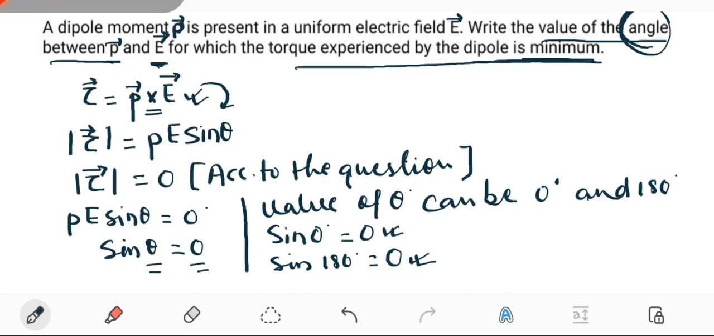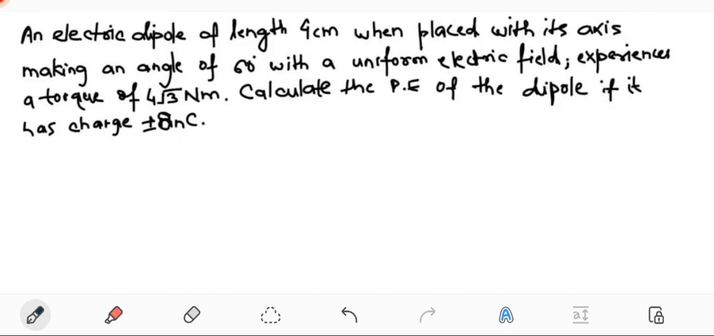So let's move to the third question now. The next question is on the screen, students. An electric dipole of length 4 centimeter. The dipole length has been given, so we should write the dipole length, that is 2a, is equal to 4 centimeter. If we convert it into meter, it becomes 4 multiplied by 10 to the power minus 2 meters.